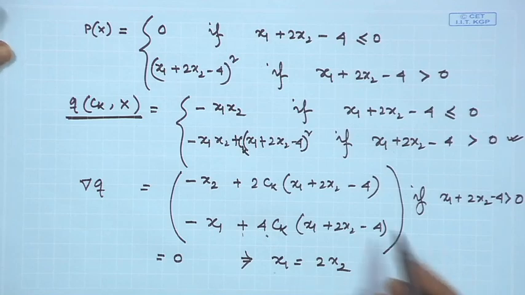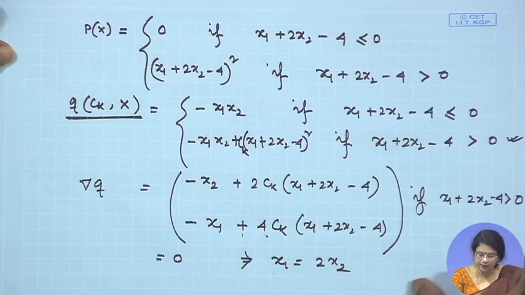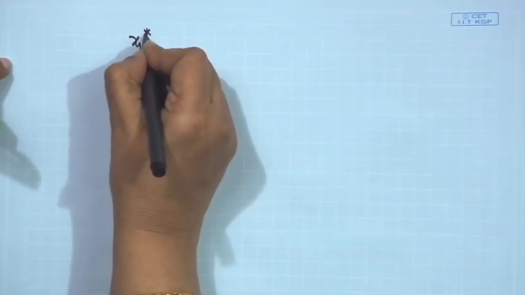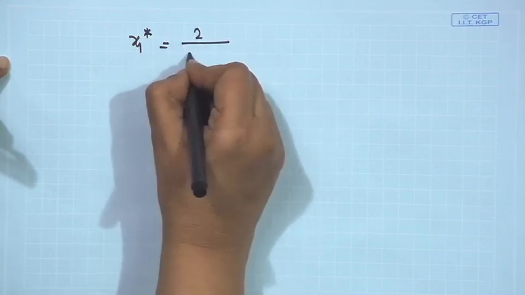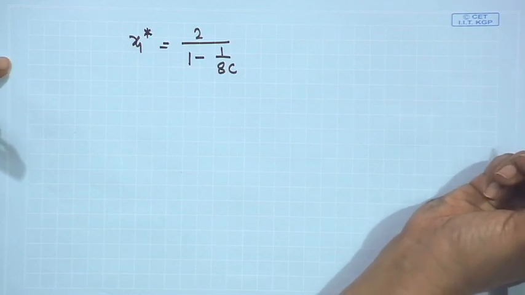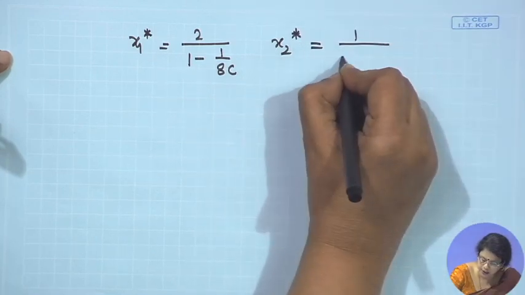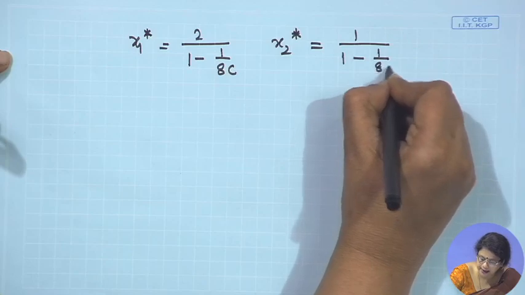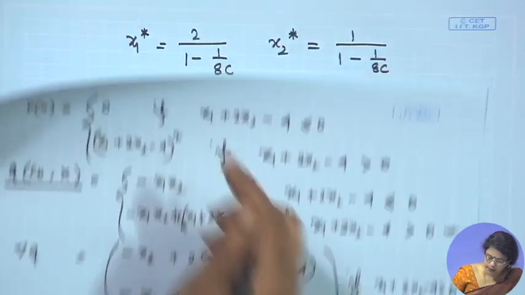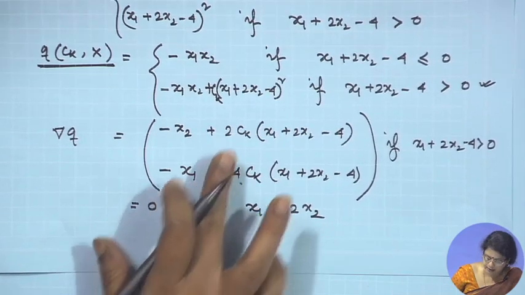All right. Now, from here if we solve, this equal to 0 vector, then from these two equations we will get x1 star is equal to 2 divided by 1 minus 1 by 8 C. Whereas, we will get x2 star is equal to 1 divided by 1 minus 1 by 8 C. All right. This we are getting from these two. Here C is equal to Ck. Okay.